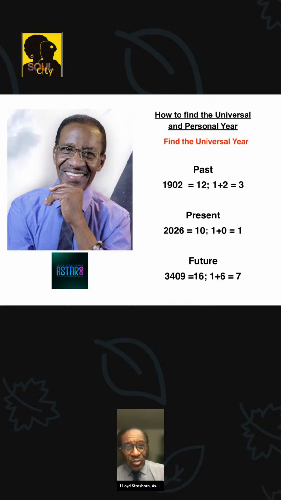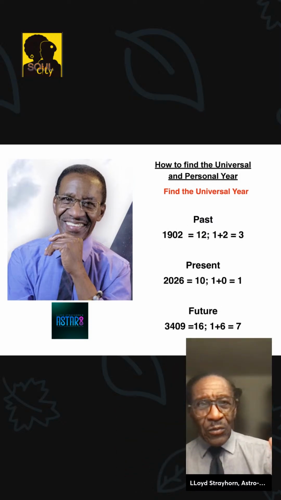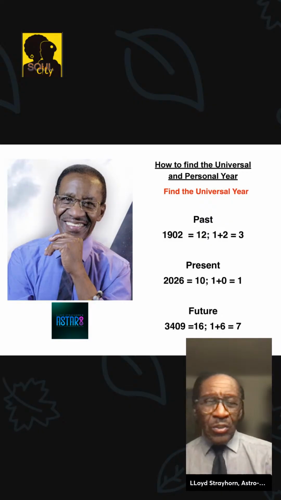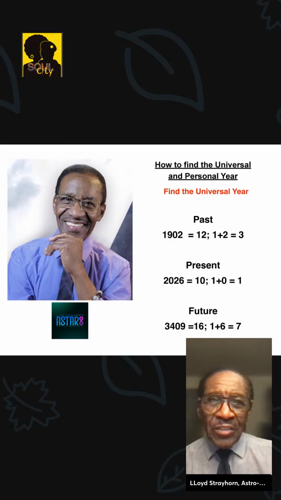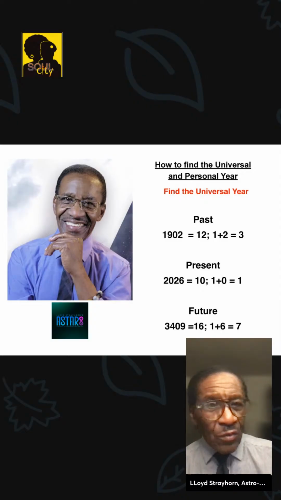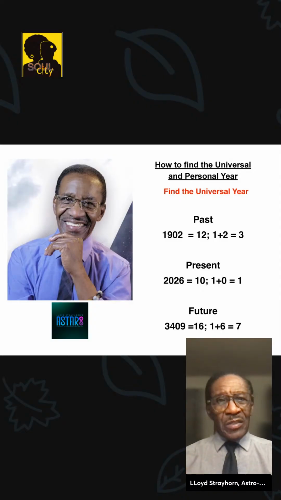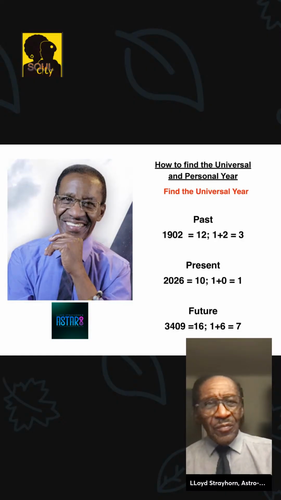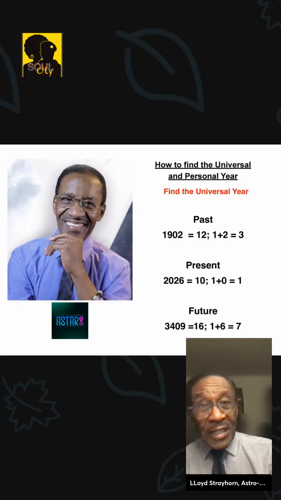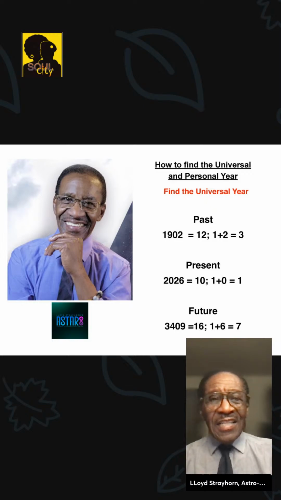But the point is that whether I go to the past, the present, or the future. Somebody says, well Lloyd, when this country was founded in 1776, that was a 3 universal year, because 1 plus 7 plus 7 plus 6 equals 21, and 2 plus 1 is 3. So that would have been the universal year, which means everybody, pets, dogs, frogs, cats, you name it, everybody. That's why they call it universal. There are no exceptions.